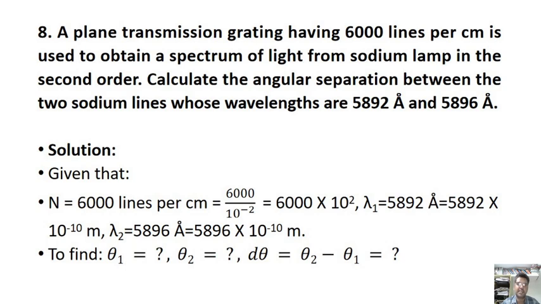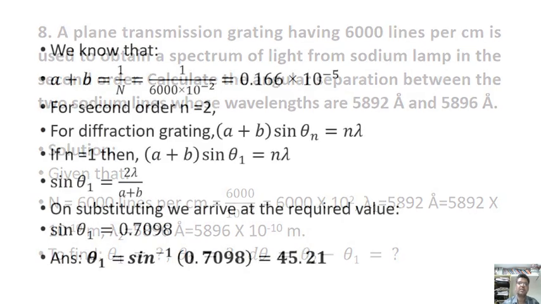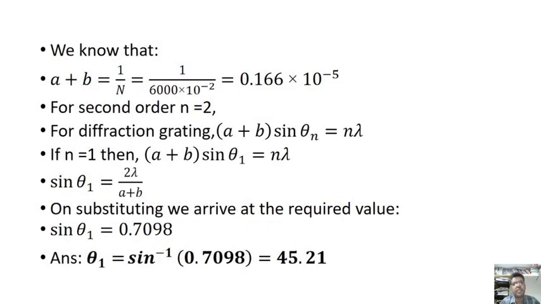and 5896. So n is equal to 6000 lines per centimeter; we have a transmission grating with 6000 lines. Lambda 1 is 5892 × 10⁻¹⁰, lambda 2 is 5896 × 10⁻¹⁰. To find theta 1 and theta 2, then d theta is equal to theta 1 minus theta 2, the difference. The required formula is a plus b is equal to 1 by n, which is equal to 1 by 6000 × 10⁻², that is also equal to 0.166 × 10⁻⁵.